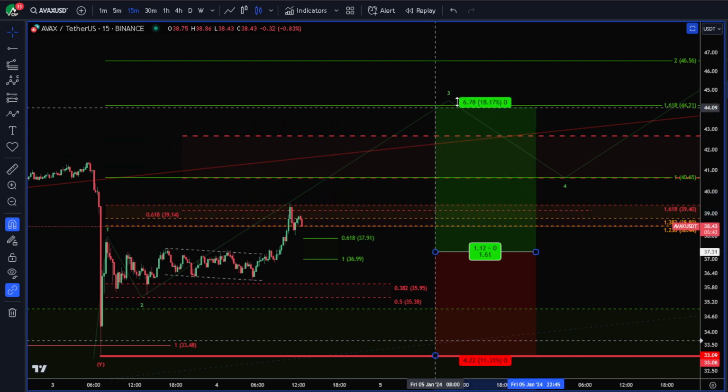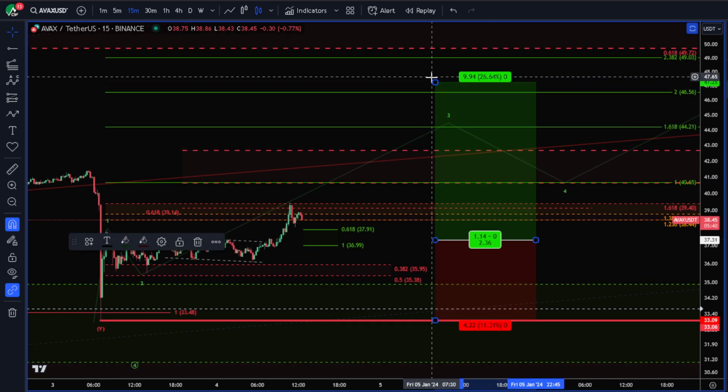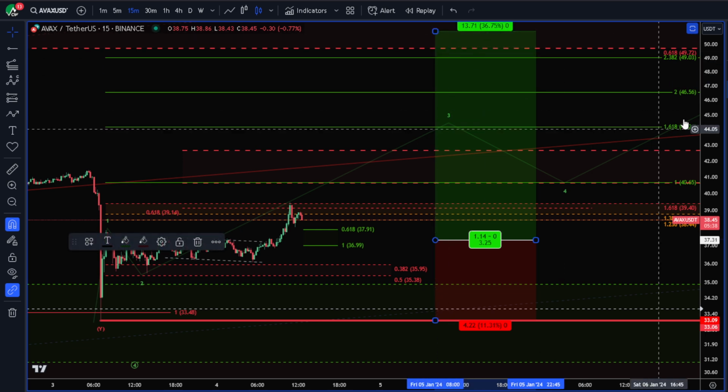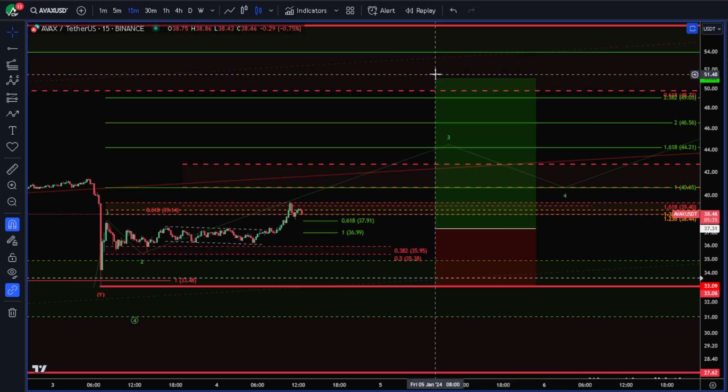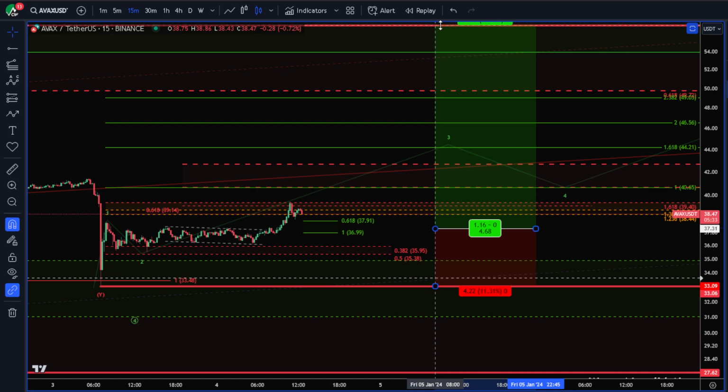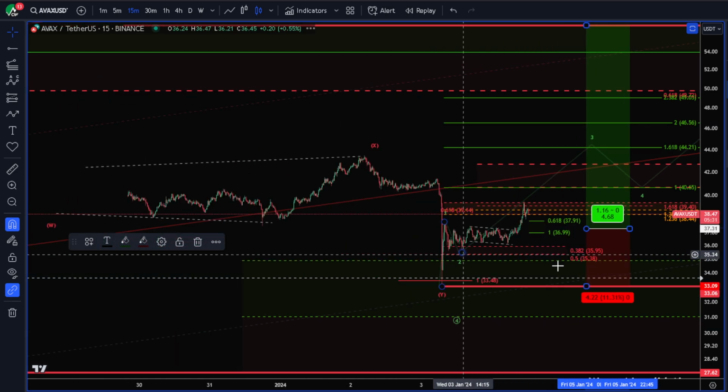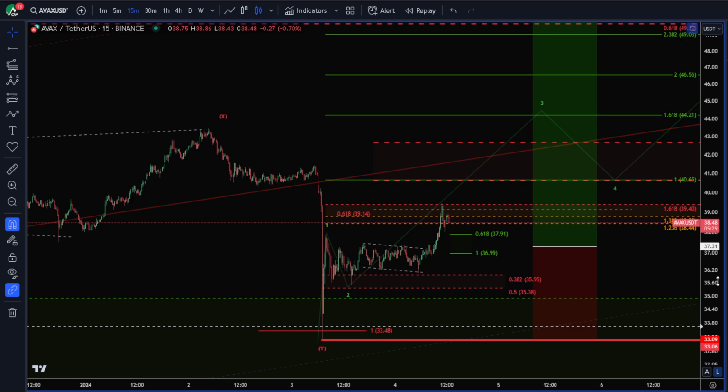What do we look at for that? 57. Yeah, that's a nice trade setup. There's my target. It's over 4-to-1. That's a nice trade setup.